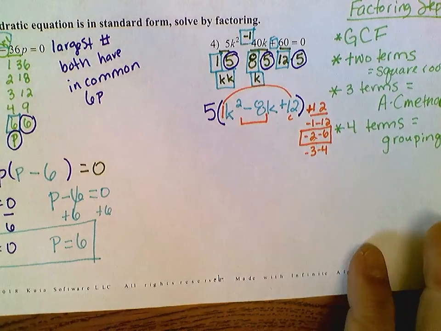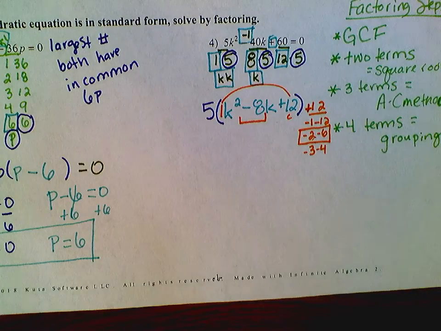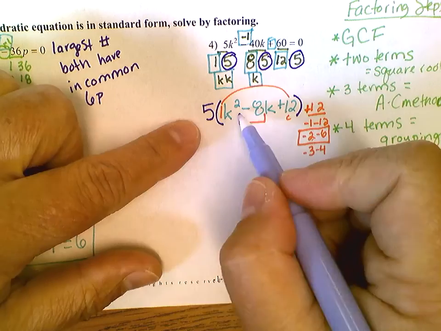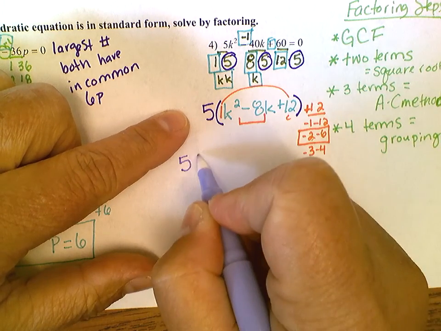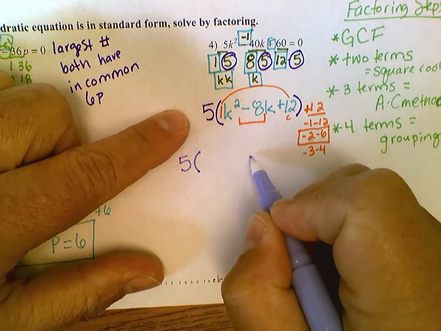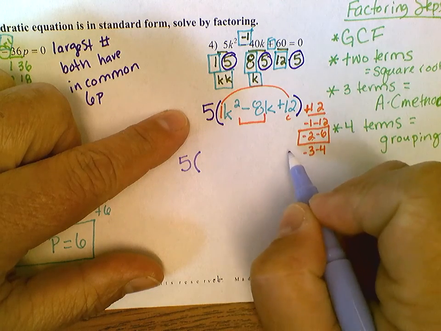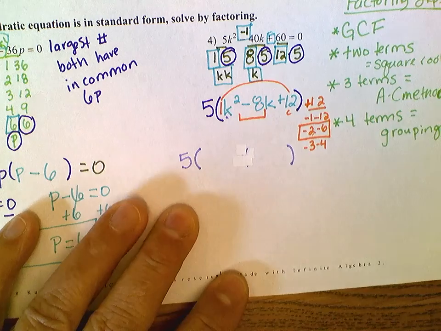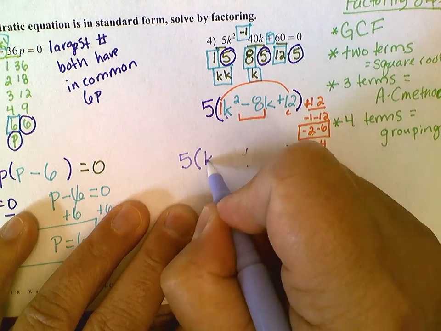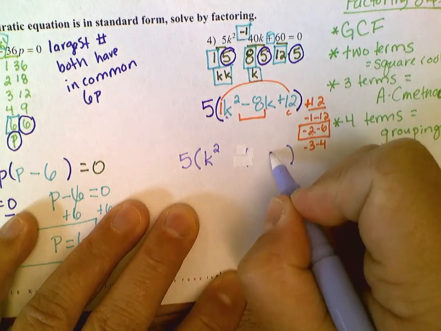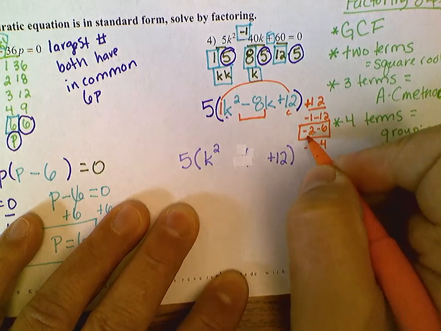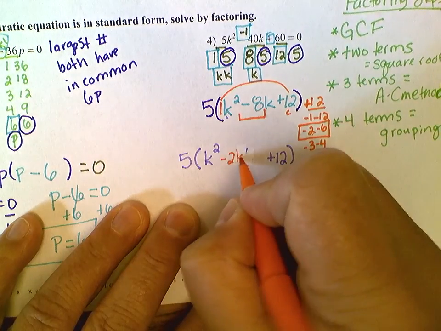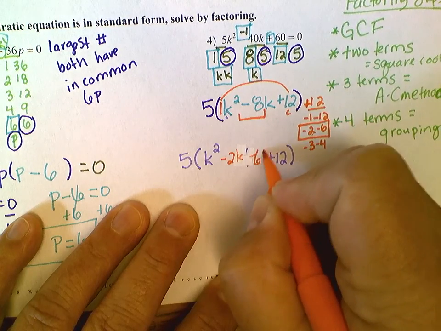So what do I do with that? I will keep my 5, don't get rid of that. I will keep my k squared. I will keep my plus 12. In the center, I will put minus 2k minus 6k.